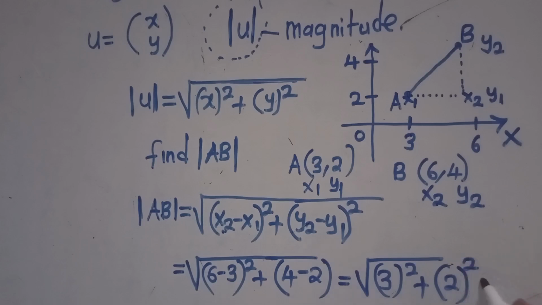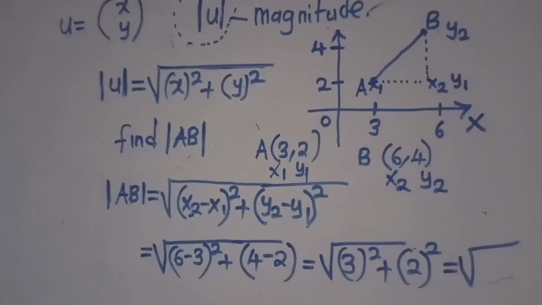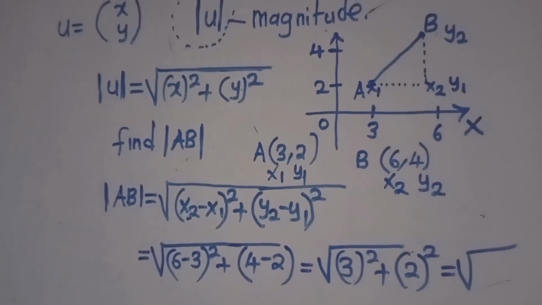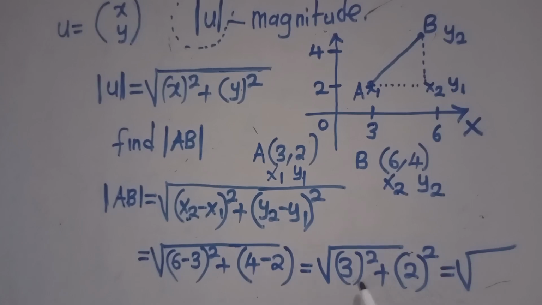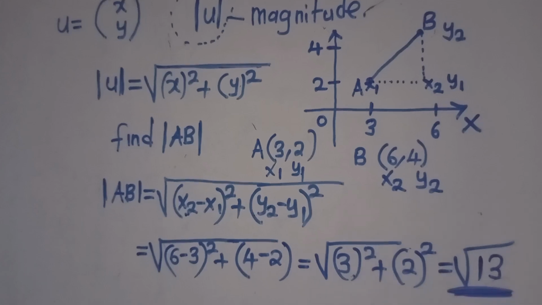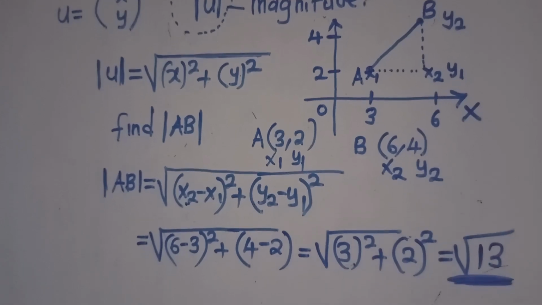If you evaluate this, you discover that the answer you are going to get will be like this: 9 plus 4, which is 13. So 13 there. So this is the modulus, or the magnitude, of that vector.